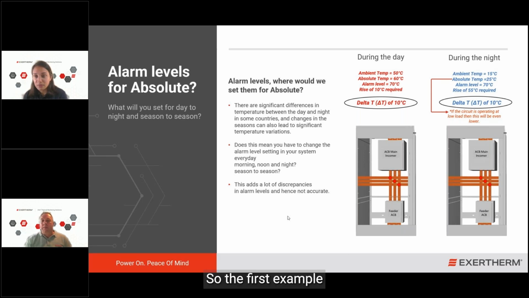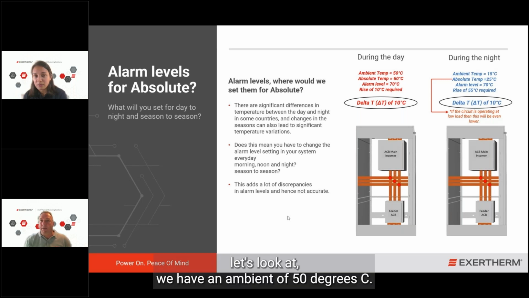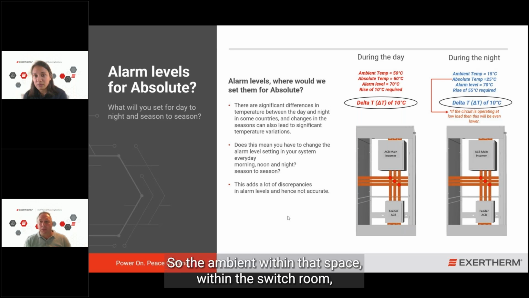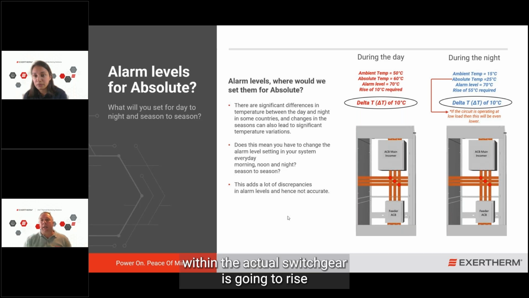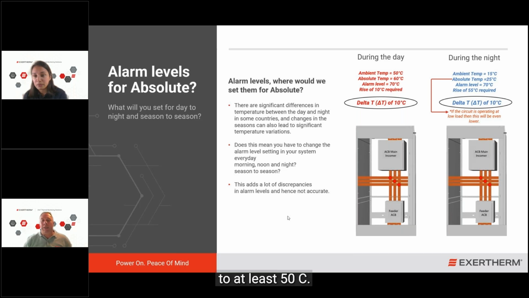So the first example, let's look at, we have an ambient of 50 degrees C. That's a warm day, very warm day. So the ambient within that space, within the switch room, within the actual switchgear, is going to rise to at least that 50 C. It's going to be warm.